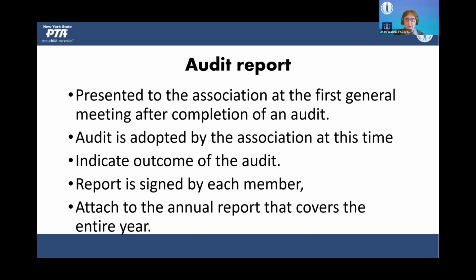You present to the association at the first general meeting after completion of an audit. The audit is adopted by the association at this time. At that time, anyone can ask questions. It indicates the outcome of the audit. The report is signed by each member, attached to the annual report that covers the entire year.